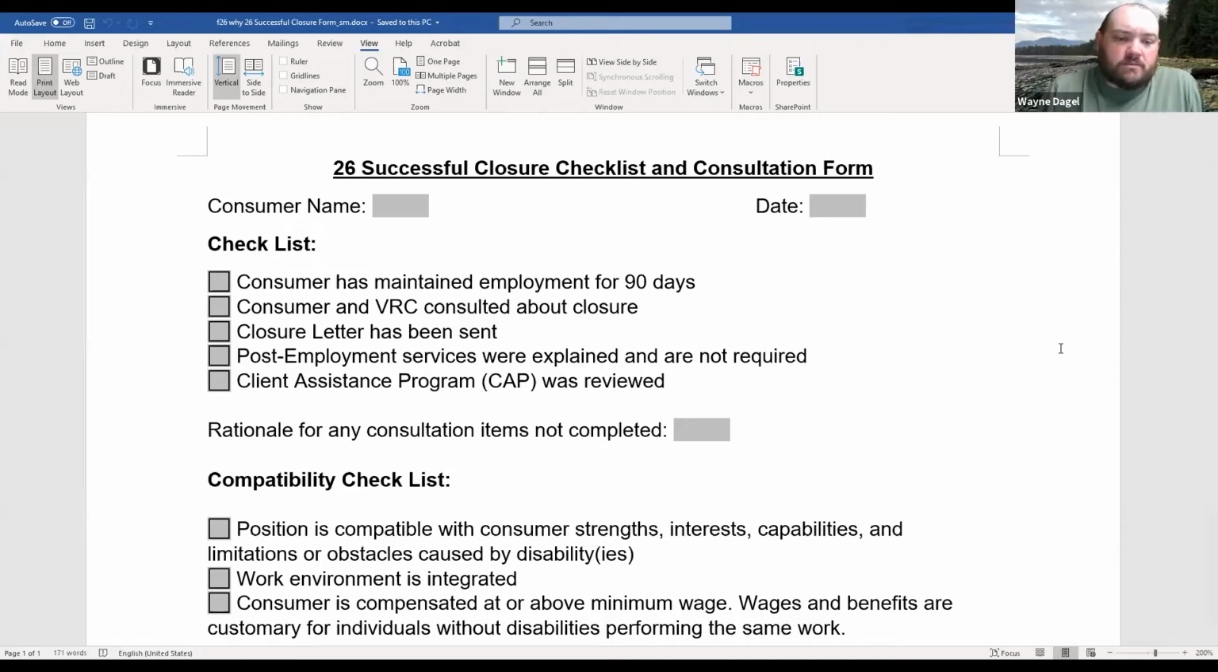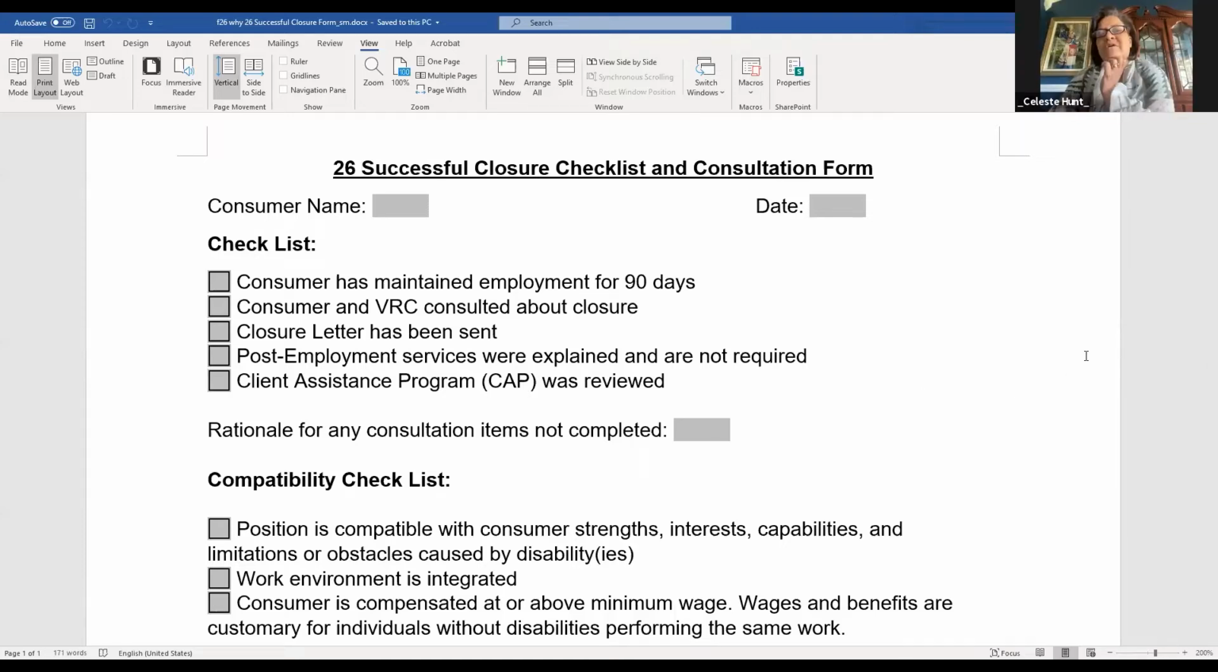So the most important thing is remembering the data gathering, and then explaining post-employment services, how it's not a catch-all, and there's still some eligibility criteria with the follow-up or post-employment services. So that's all I have on the form. I was going to ask Celeste, do you guys use a checklist similar to this?